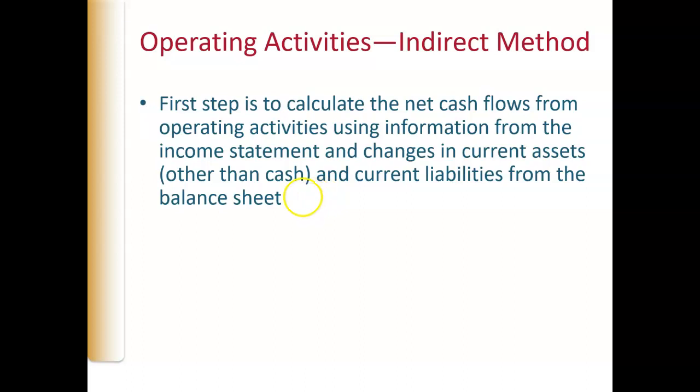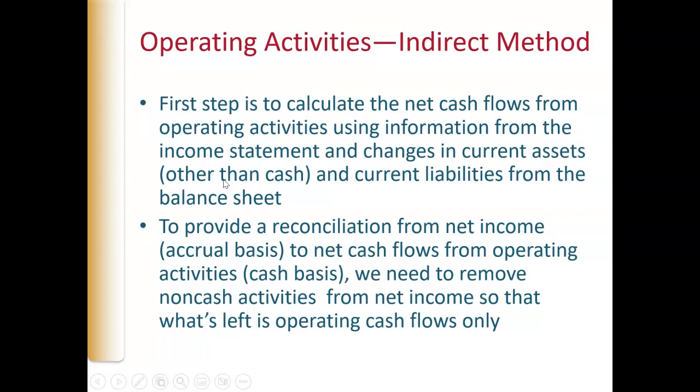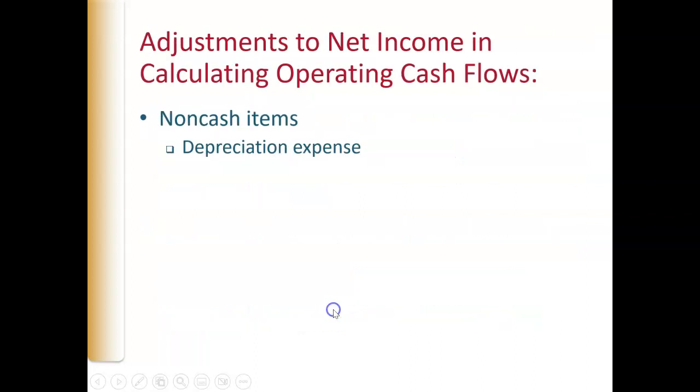The first step is to calculate the net cash flows from operating activities using information from the income statement and changes in current assets other than cash and current liabilities. To provide a reconciliation from net income, the accrual basis, to net cash flows from operating activities, we need to remove non-cash activities from net income, so that what is left is operating cash flows only.